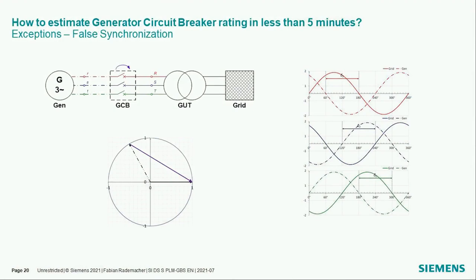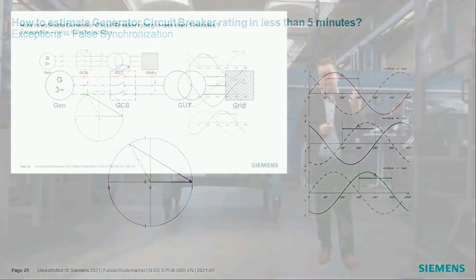Another exception for this estimation tool is the topic of fault synchronization. A fault synchronization can happen if we have two different voltages on the generator circuit breaker terminals. Let's imagine we have our generator running with its voltage on the one hand side, and the generator step-up transformer in series with the grid voltage on the other hand side of the generator circuit breaker. Due to commissioning errors, we have a wiring mistake at the generator circuit breaker, and the tripping signal will give a command to the generator circuit breaker to close on a falsely synchronized voltage. So we have another phase sequence, for example.